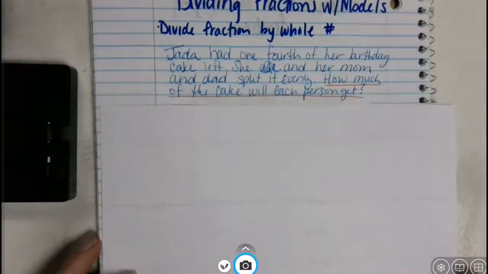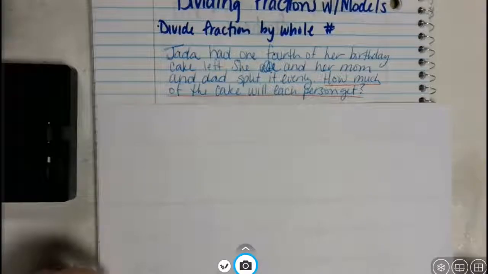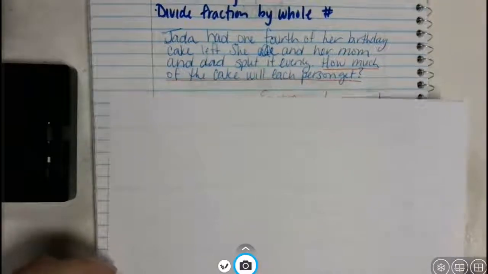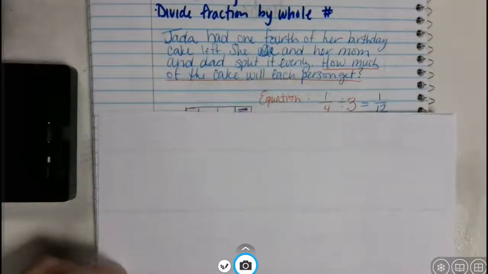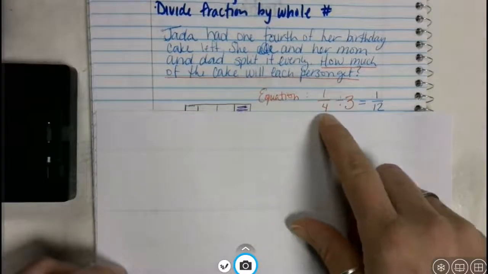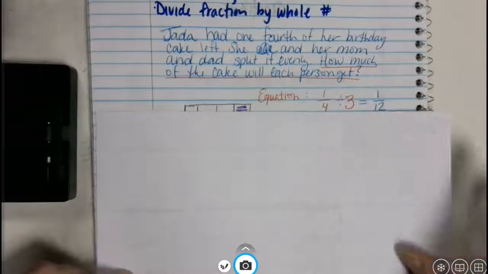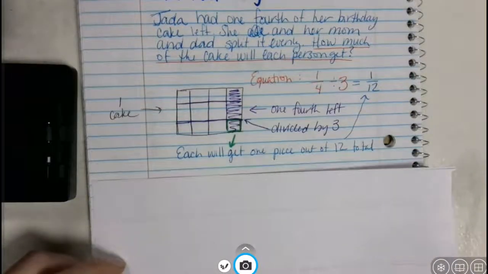Okay, so Jada had 1/4 of her birthday cake left. She and her mom and dad split it evenly. How much of the cake will each person get? So you see that I've underlined the how much of the cake will each person get, because that's our kind of final question we're answering. So first we want to come up with our equation, right? So here we have 1/4. She had 1/4 of her birthday cake left, and they were going to split it evenly. There were 3 of them. So now what can we do there?